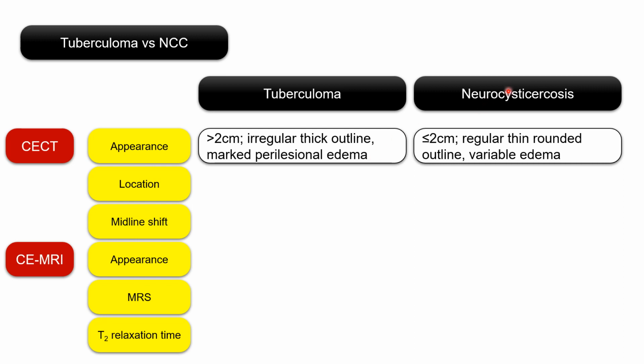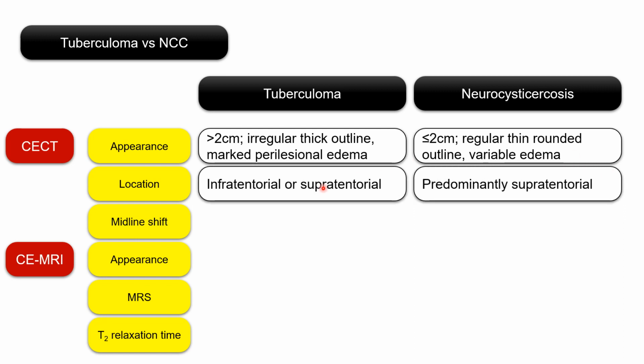But in neurocysticercosis, the lesions will be smaller, less than or equal to 2 cm. The outline will be thin, rounded and regular, not like tuberculoma, and the edema may not be that severe because the lesions are small. Second, what is the location? Tuberculoma can be infratentorial or supratentorial, wherever it can be. But neurocysticercosis is predominantly supratentorial. Infratentorial neurocysticercosis is very rarely seen.